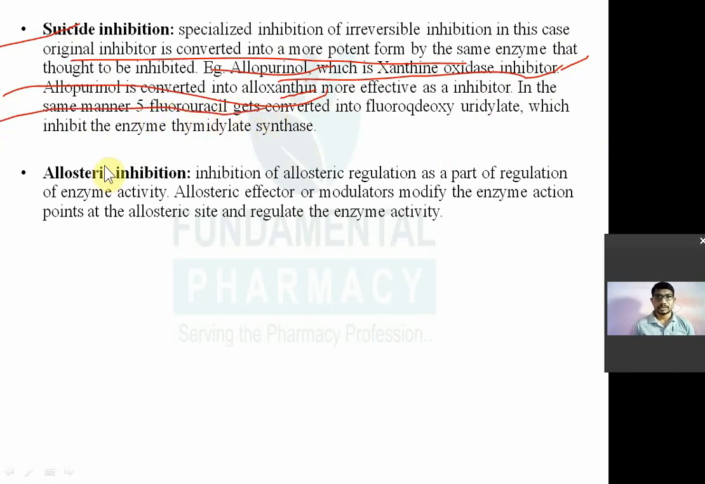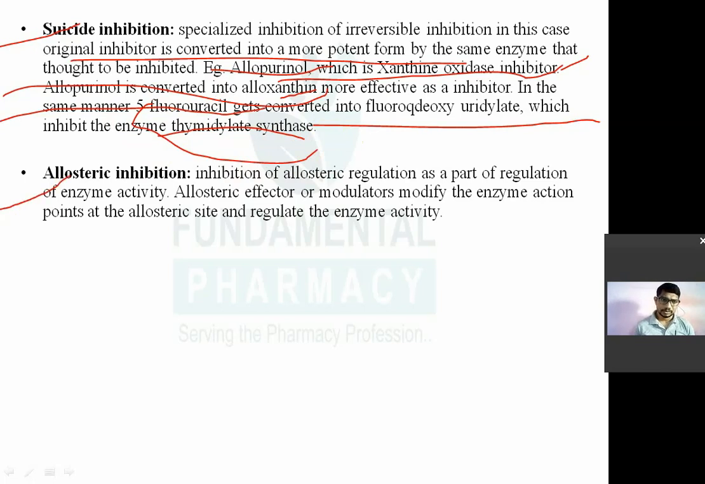In a similar manner, you can see fluorouracil. It gets converted into fluorodeoxyuridylate, which inhibits the enzyme thymidylate synthase, and this fluorouracil is used in cancer. It is an anti-cancer agent. Now another type of inhibition is allosteric inhibition.